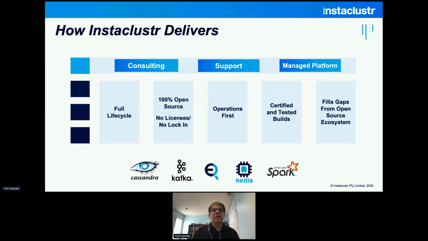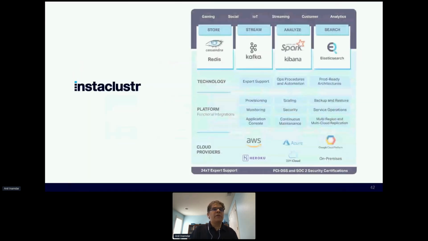We also provide certified and tested builds. We also fill gaps from the open source ecosystem. So I said that we are operators first, but when it comes to bug fixes or patches, we have written several patches and worked with the community to upload those patches into the software. We have written over 100 patches so far. So that's how we deliver.